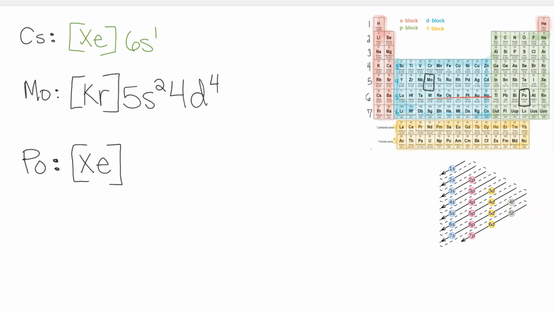5d, and we're going all the way across, so that's 1, 2, 3, 4, 5, 6, 7, 8, 9, 10, all the way across. So 6s2, 5d10, and then 6p, and polonium is the fourth one over, so 6p4. So let's write out that last part: 6s2, 5d10, and then 6p4.